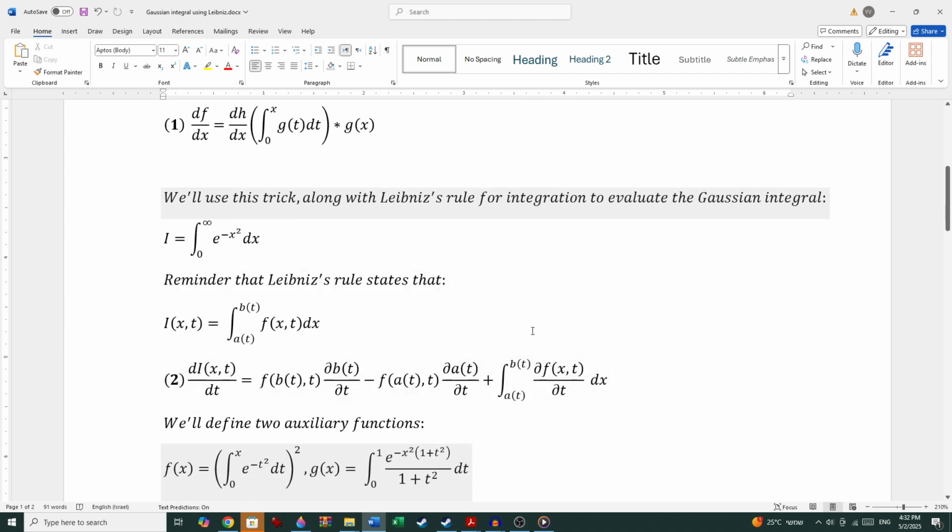So let's define our two auxiliary functions, and what we're going to do in this method is take the derivative of both these functions and show that they exactly cancel each other out, so that the sum of the functions is a constant. Then, as x goes to infinity, we'll see that one of these functions, specifically g of x, will go to 0, which will leave us with just f of x, which will easily show us what this integral is.